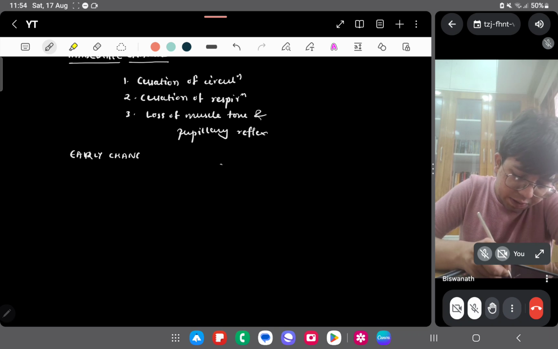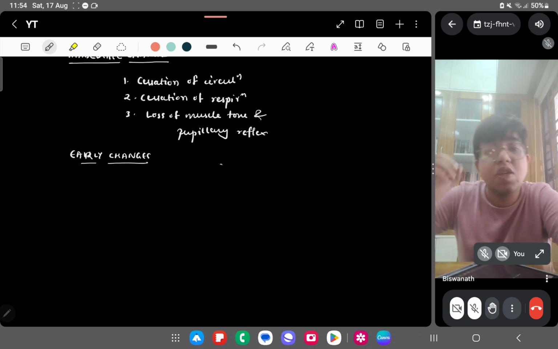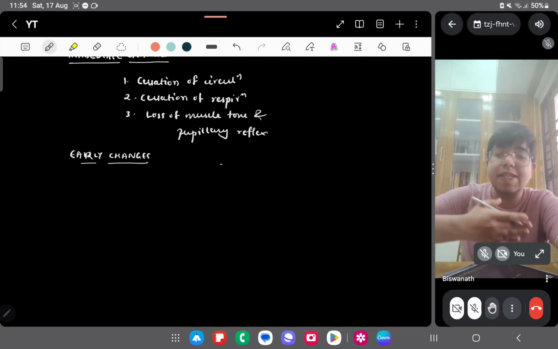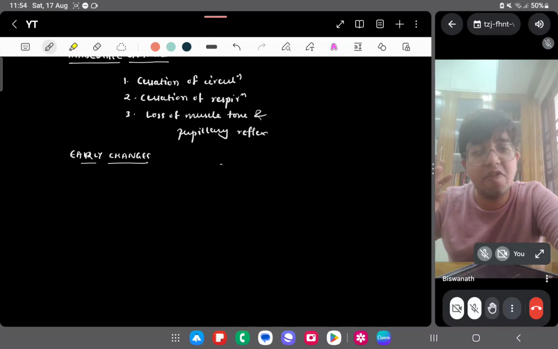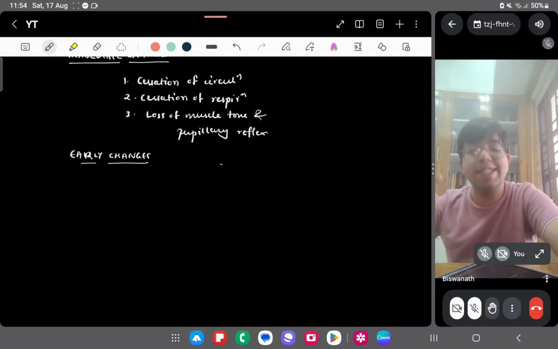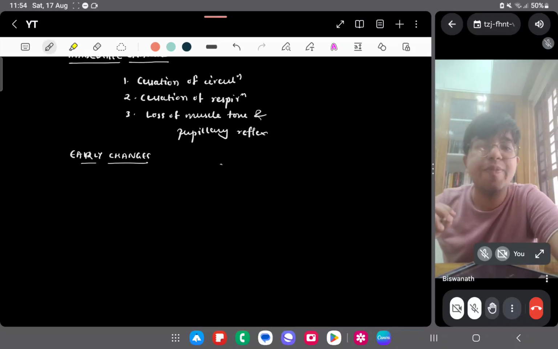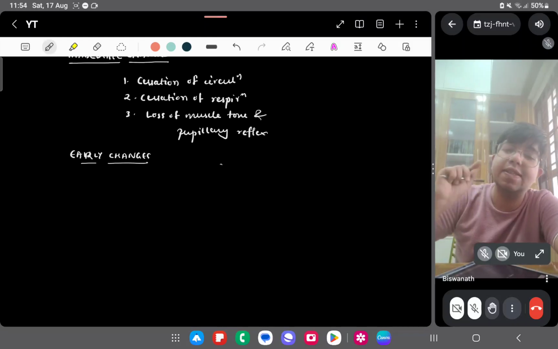Early changes. So early changes are many things. Starting with the skin changes. What are the skin changes following the death of the person? The skin will show basically the earliest change seen in the dead body. Remember, it is the skin change only.